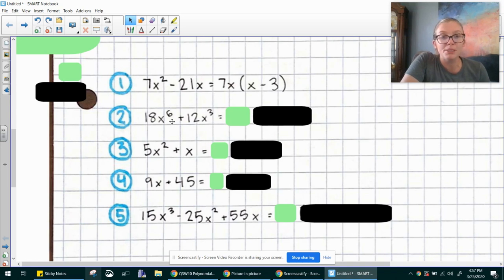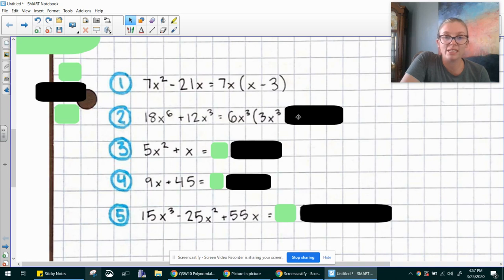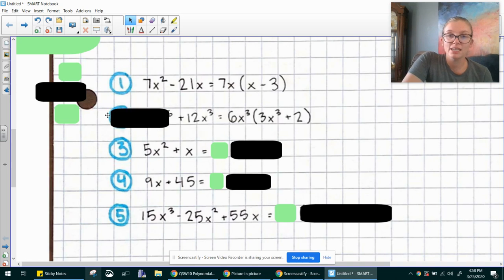In my next example, my largest integer that divides evenly between 18 and 12 is 6. And the largest degree of a variable that will divide evenly into x to the 6th and x to the 3rd is x to the 3. So my greatest common factor is 6x to the 3. When I divide 18x to the 6 by 6x to the 3, I'm left with 3x to the 3. And when I divide 12x to the 3 by 6x to the 3, I'm left with 2.